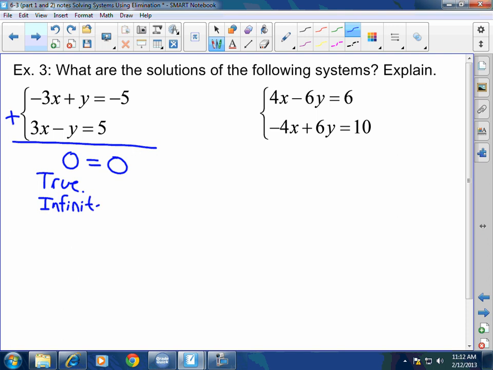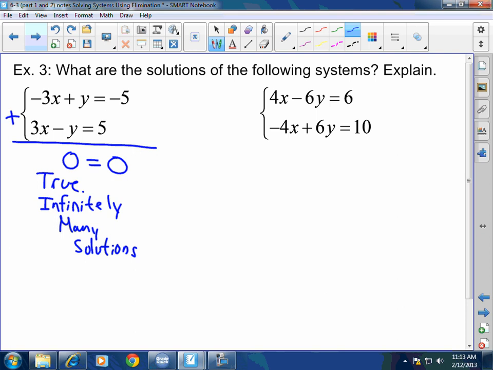Infinitely many solutions. My friends, we have already been talking about true statements for several sections. It's about time you figure it out already, okay? If it's a true statement, that means that they're the same equation. That means the solutions to one are the solutions to the other one. So that means that there are infinitely many solutions, gentlemen.